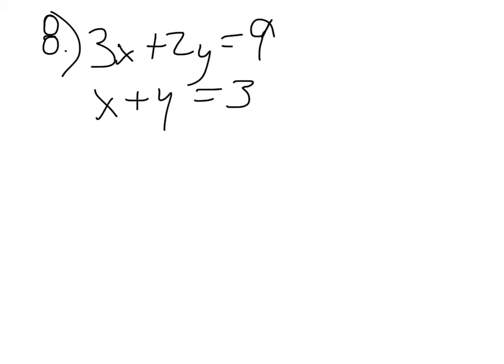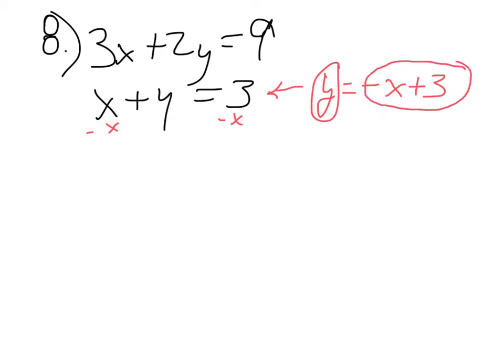Neither one of these is set up and good to go. I don't have a variable all by itself, but I can easily look at this one right here and say, okay, well, if I just subtract x from both sides, I'm going to get minus x, right? I'm going to get y equals negative x plus 3. So now I've got y all by itself, and I can substitute in negative x plus 3 every time I see y up in this equation.